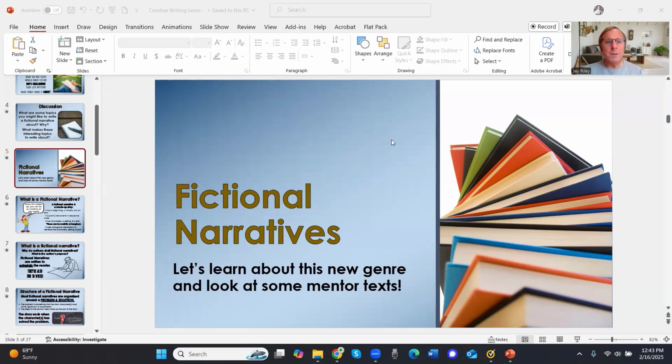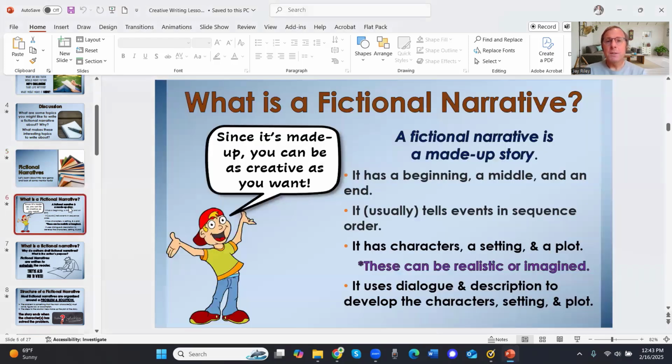So let's talk about what fictional narratives are. When we look at the word narrative, narrative is just a fancy word for story. And something that's fictional is made up. So a fictional narrative is just a made up story. And like all good writing, a fictional narrative has a beginning, a middle, and an end.